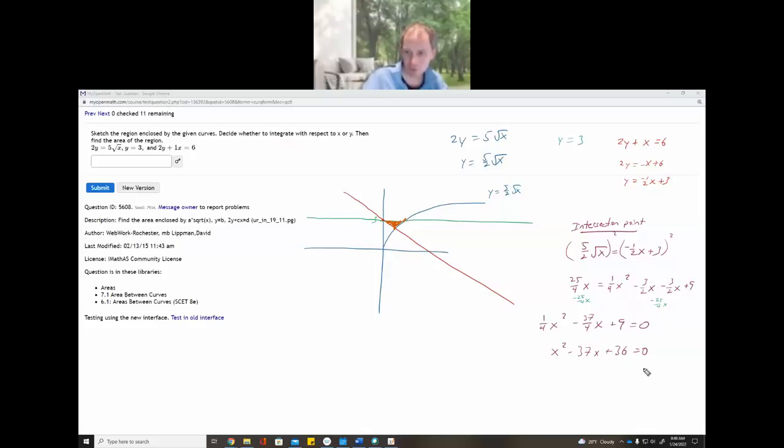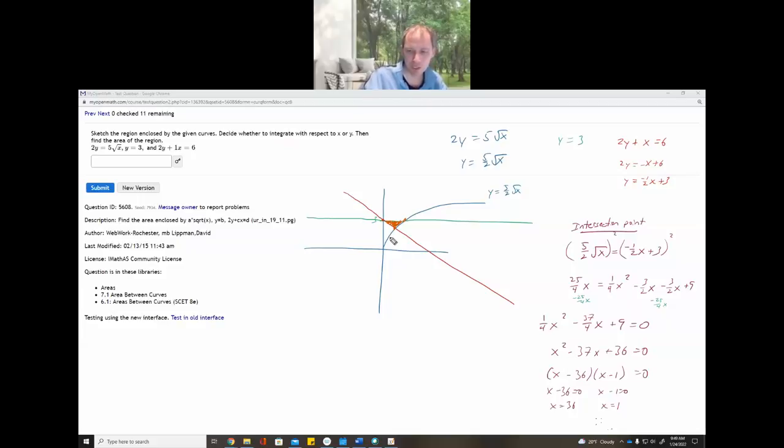You can solve by factoring, or you can use the quadratic formula, whichever one you like. I think that this one will actually factor pretty nicely after we get rid of the fractions. It's easy to see. Okay, x minus 36, x minus 1. So x minus 36 equals 0, I get 36. x minus 1 equals 0, and I get x equals 1. Looking at my graph, we probably want this x equals 1.